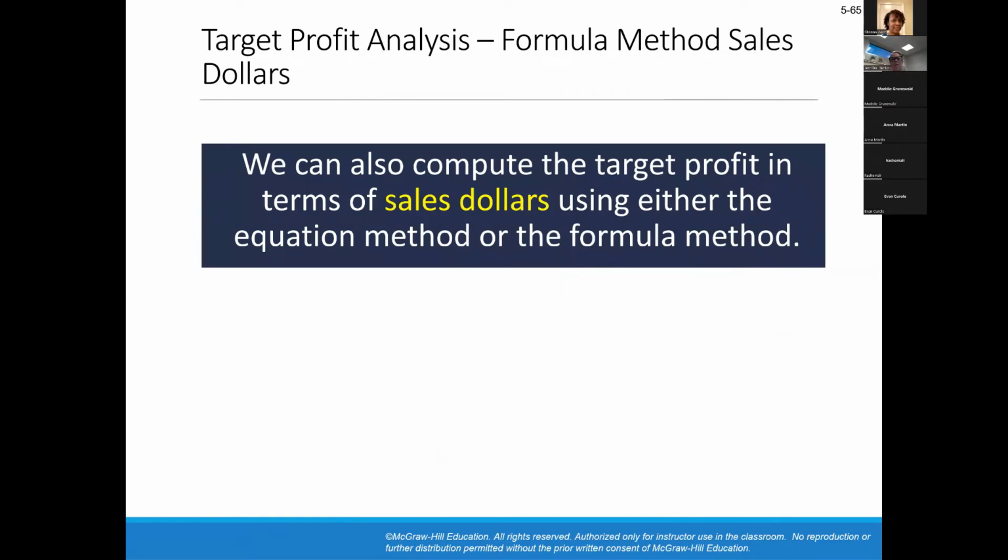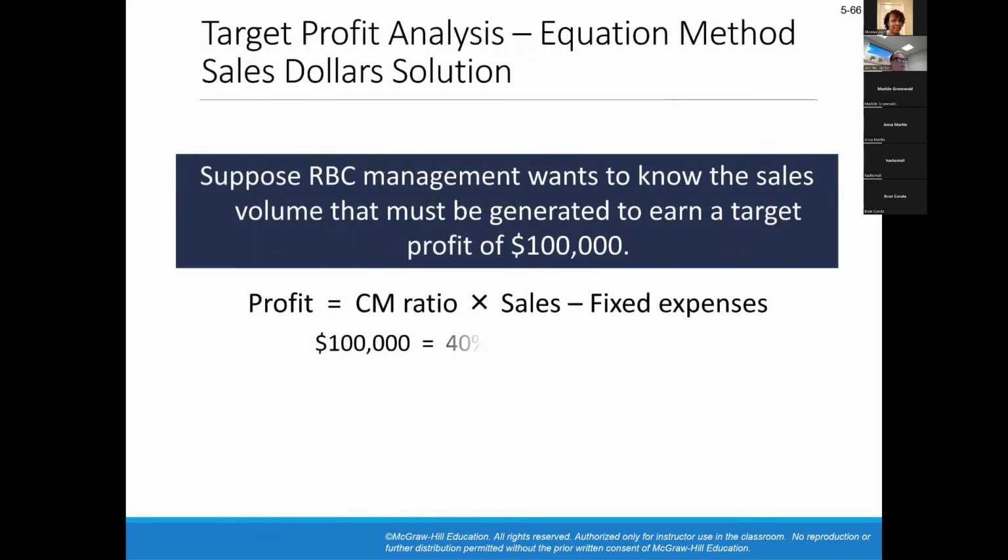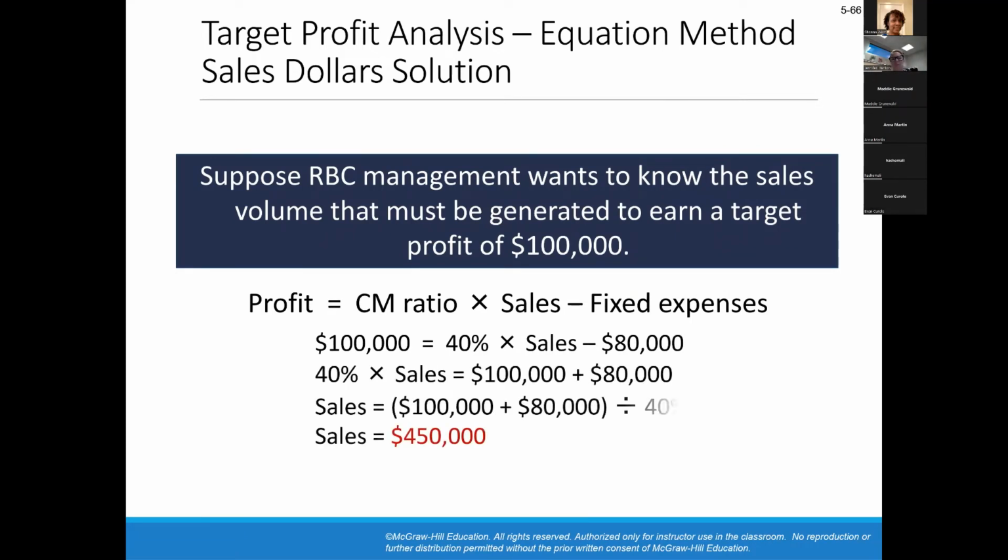We can also compute the target profit in terms of sales dollars using either the equation or formula method. So whichever way is easier. We know the contribution margin ratio is 40%. So we can put in our profit of 100 equals the 40% times sales minus 80,000. Again, I have that 100 and the 80,000 adding together, and I'm going to divide it by 40%. So now I know I need 450,000 in sales to meet that target profit.